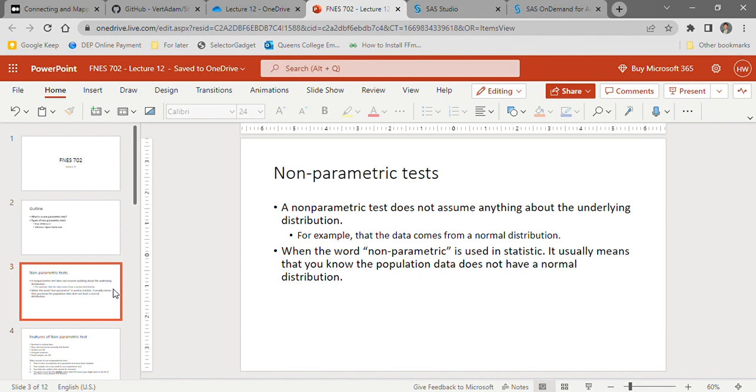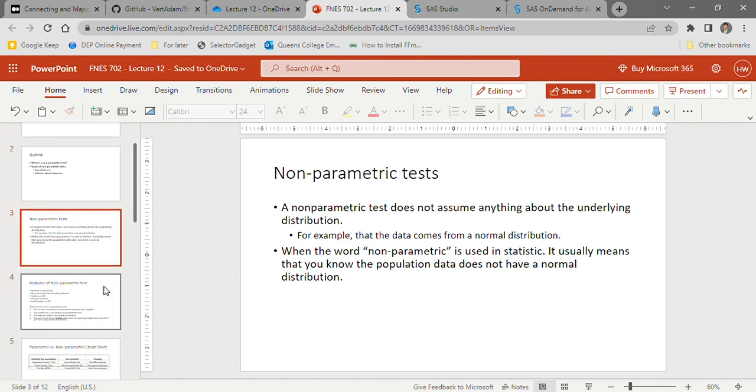So when the word non-parametric is used in statistics, it usually means that the population data does not have a normal distribution. Remember the normal distribution, you have your bell curve. You have your excellent folks, your high achievers, all the way to the right, and then you have your lower achievers to the left, and the vast majority of folks fall within the middle. That's a normal distribution.